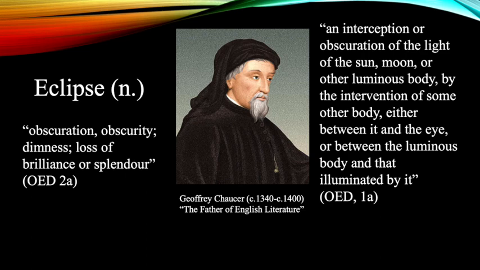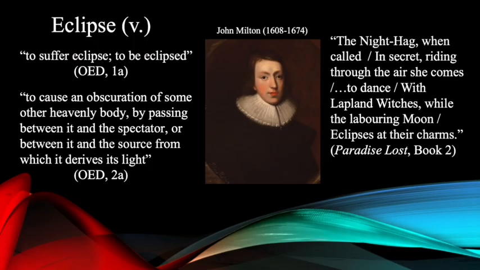Also, as a noun, as early as the 16th century, it meant obscuration, obscurity, dimness, loss of brilliance, or splendor. Perhaps unsurprisingly then, as a verb, eclipse referred to the action of a luminous body being darkened by another body.